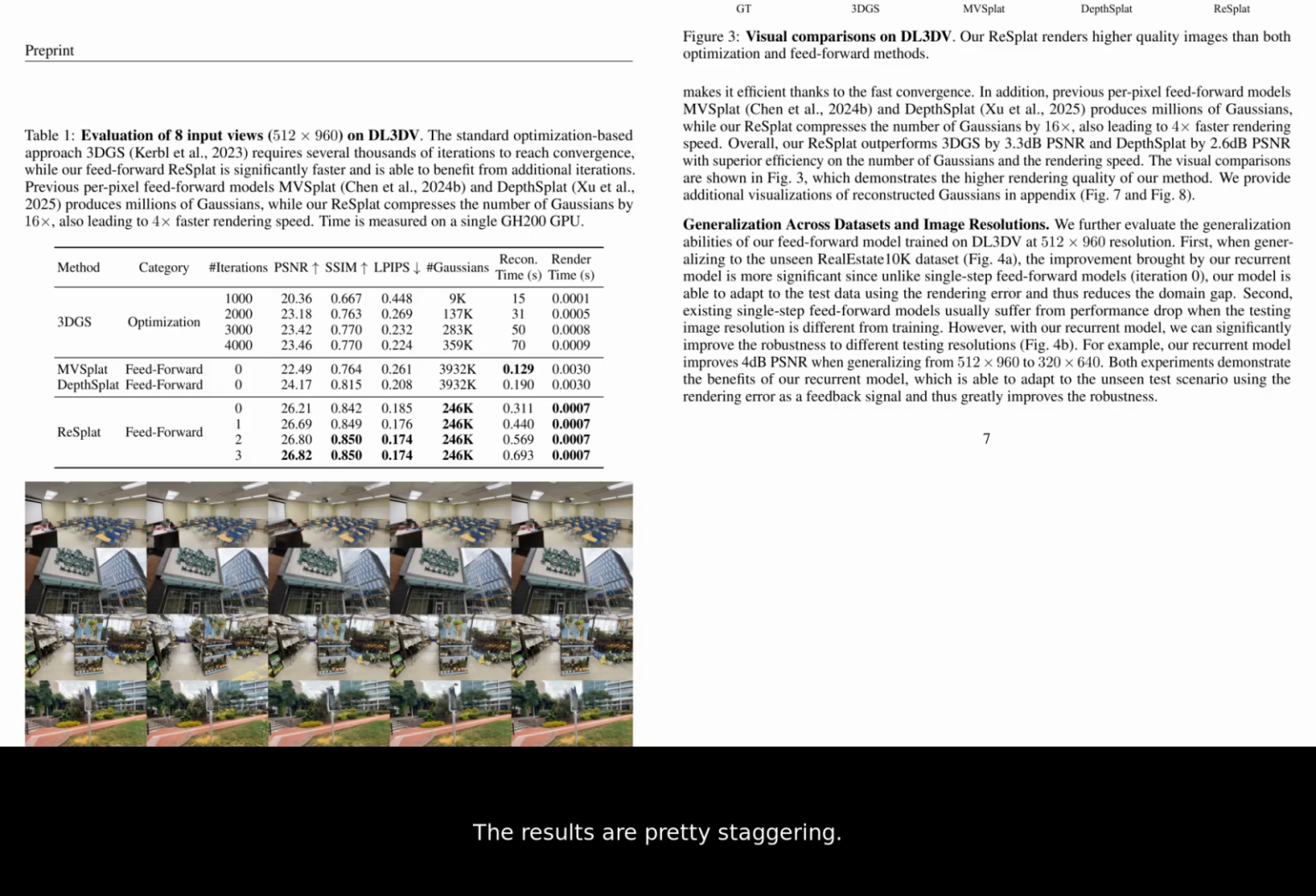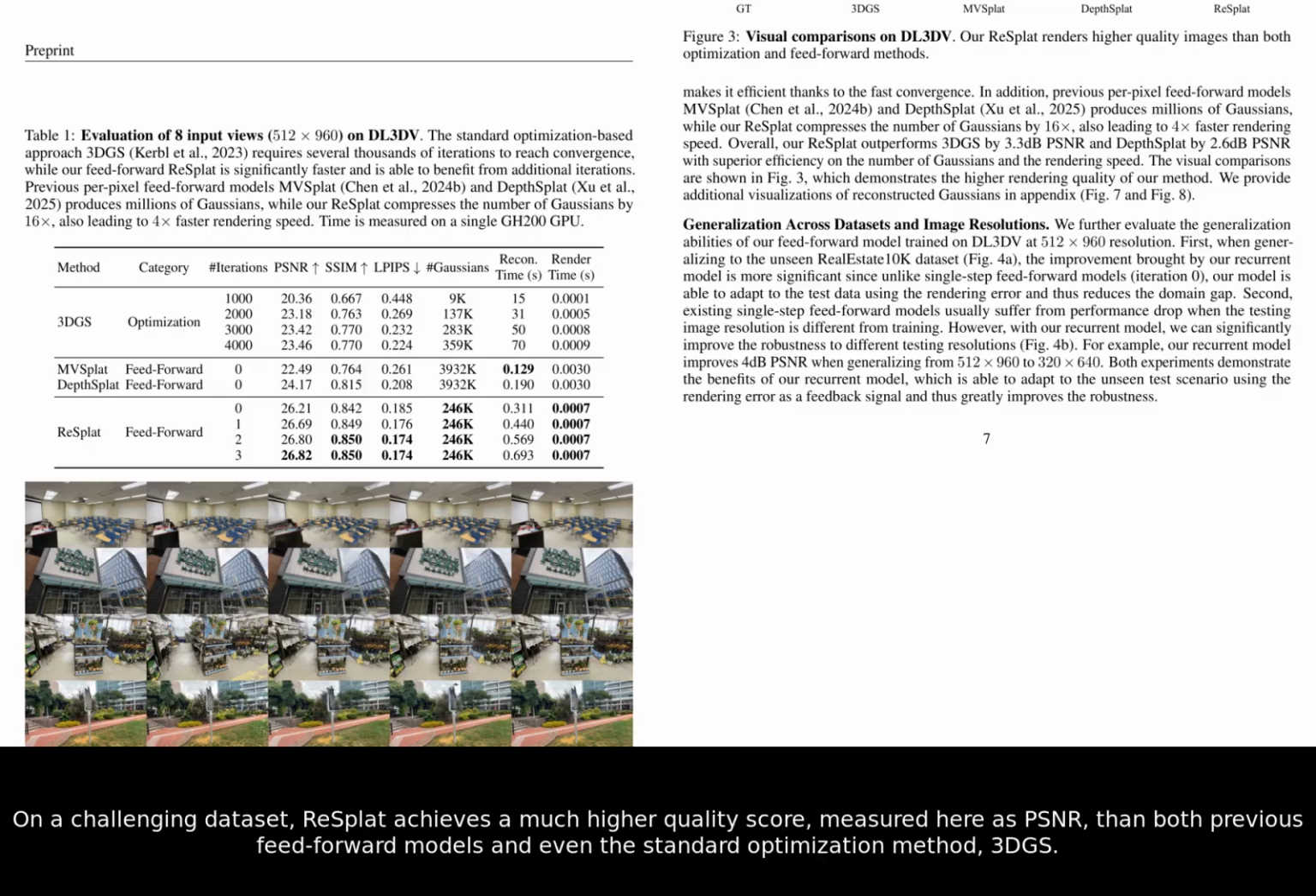The results are pretty staggering. Let's look at this comparison table. On a challenging dataset, ReSplat achieves a much higher quality score, measured here as PSNR, than both previous feed-forward models and even the standard optimization method, 3DGS.